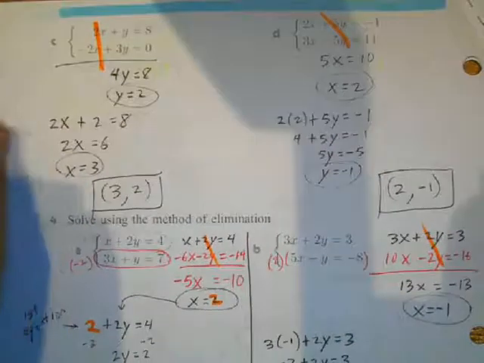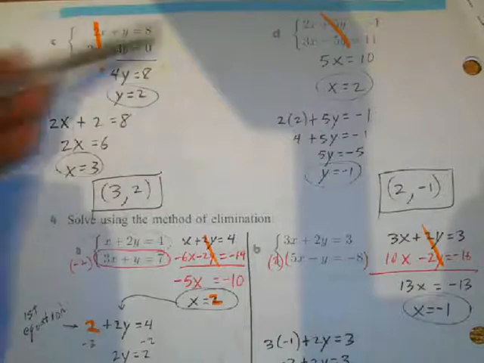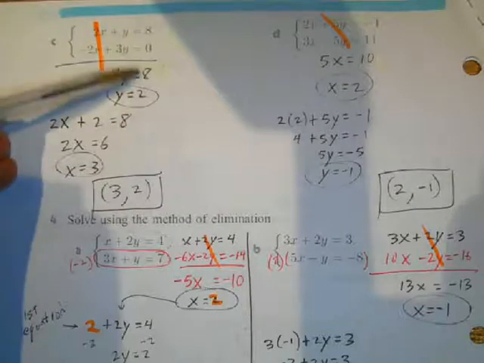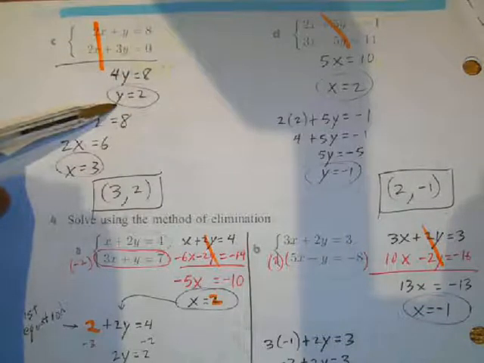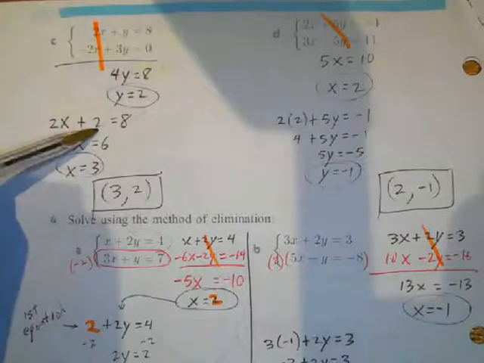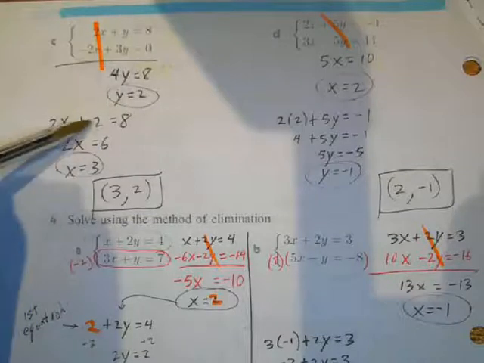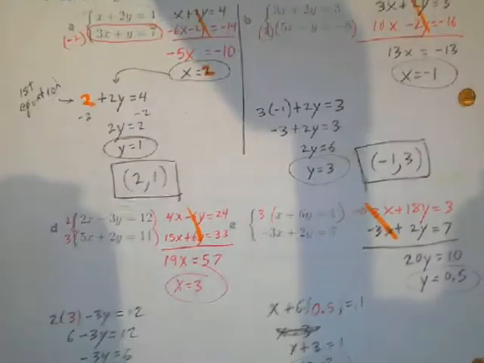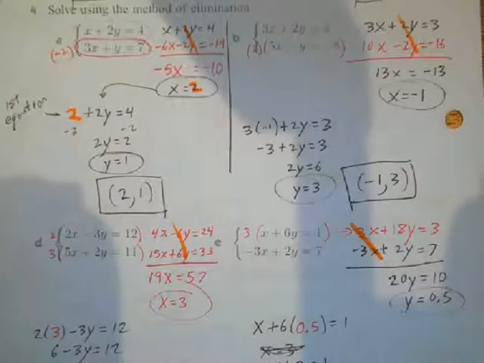Okay, next page. Add the columns. The two x's cancel out. y plus 3y gives me 4y. 8 plus 0 gives me 8. Divide by 4, I get 2. Plug 2 in place of y in the first equation, and then subtract 2 on both sides, divide by 2, we're going to get x equals 3. You may want to hit pause.